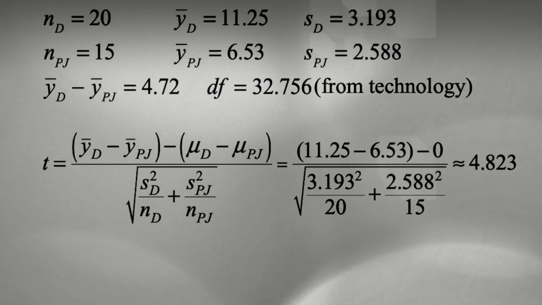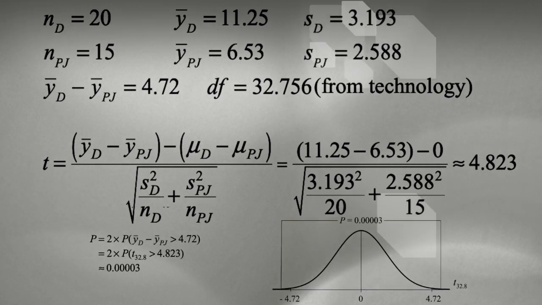So we take our averages, subtract our means, divided by our standard error. So that would be 11.25 saturated fat minus 6.53 saturated fat minus our null hypothesis, which is there's no difference, divided by the standard deviation squared over 20 plus the standard deviation squared over 15, which gives us a t-score of 4.823, just like what the calculator said.